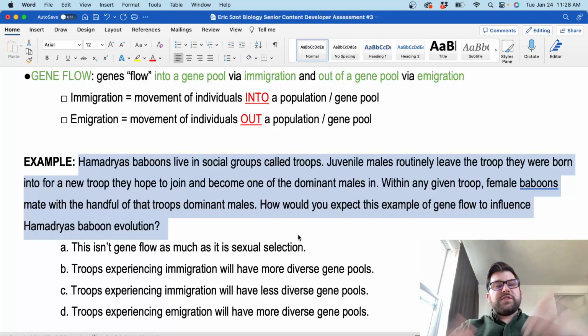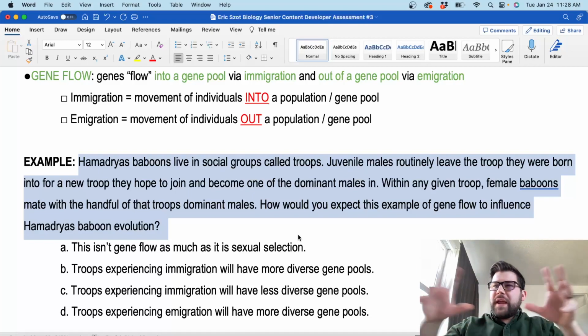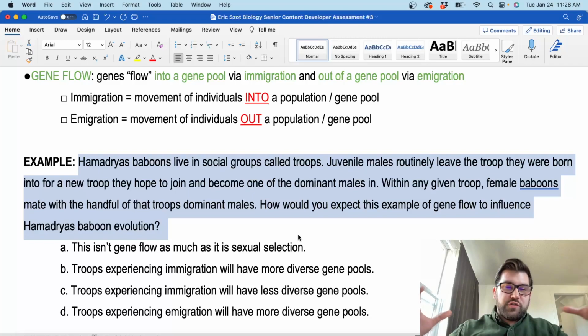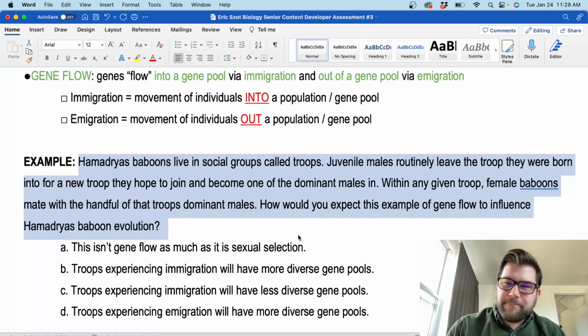And we call their groups troops. We just call them Hamadryas baboon troops. Very, very social, self-contained within a single troop. And we tend to see troop warfare sometimes, even, when two troops collide over the same territory. It can be very dramatic, actually. Very violent, very dramatic. But if you're a juvenile male, right?